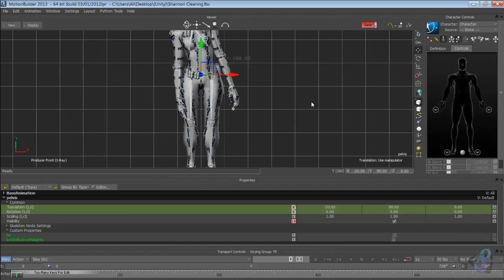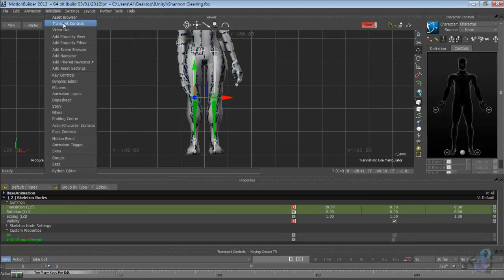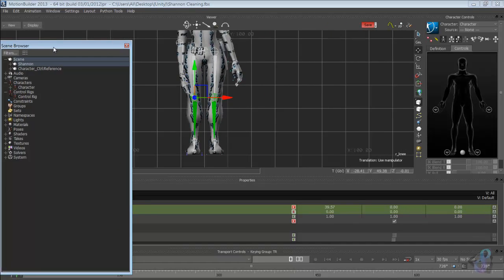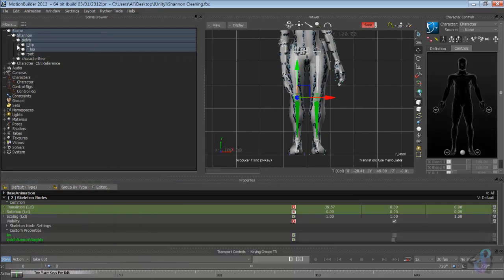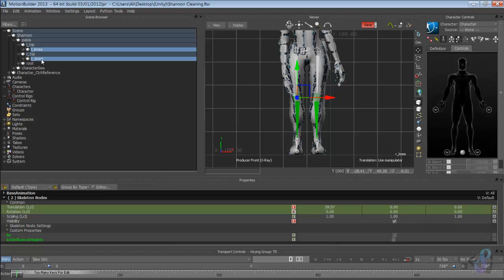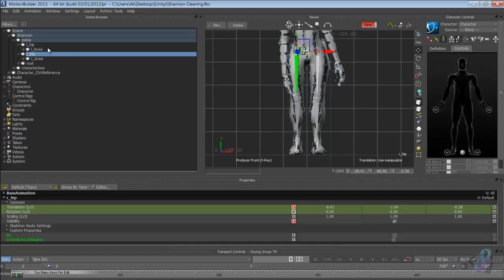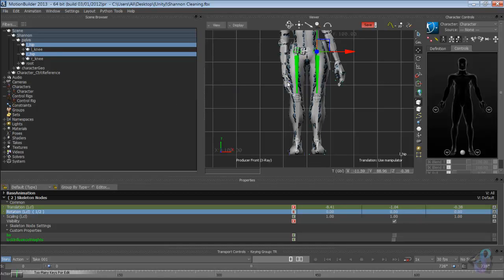Now I had put the foot on, if I open the scene browser, I think I can zero out things there. Where is it? It's in browser. Comes in handy now. I can zero rotations here. Good. Zero rotations here.